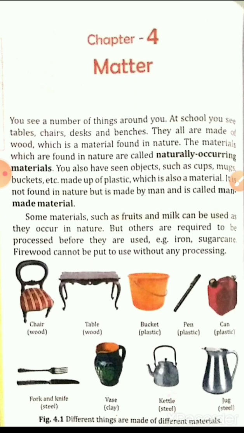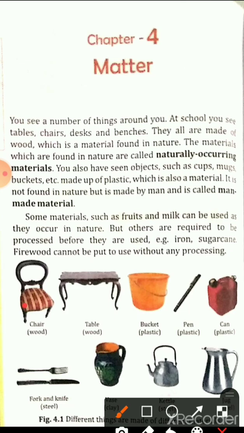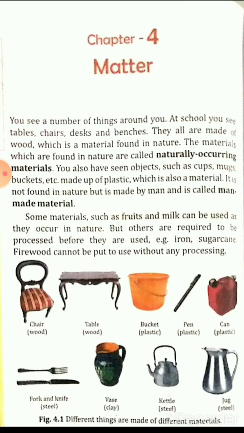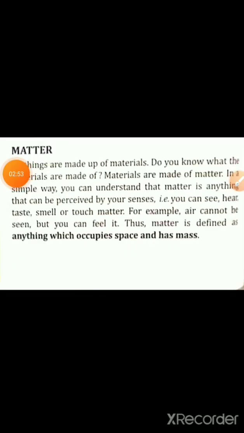And some materials are given in your book: chair, wood, bucket, pan, can, fork and knife, vase, kettle, jug. These all are different materials. These are made by man, so these are man-made materials, students. So, as I have told you, there are different materials in our surrounding.